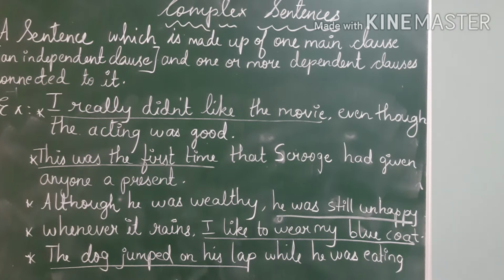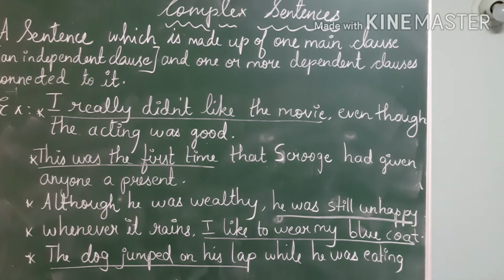The next one: this was the first time that Scrooge had given anyone a present. This was the first time is the main clause, and the remaining part depends on the first one. So it becomes a complex sentence. The next: although he was wealthy, he was still unhappy. In this sentence, we should know that the dependent clause is in the initial part, in the starting, so it is separated by a comma. And the main clause is he was still unhappy.